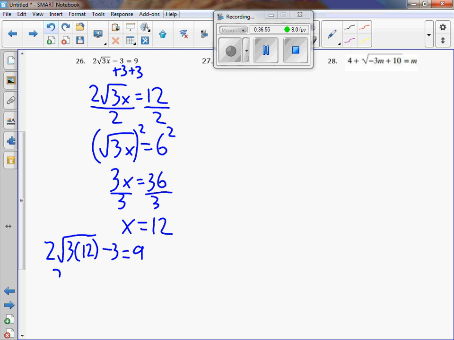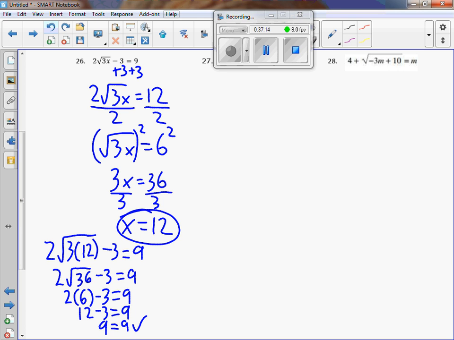And when we work this out, we'll get 2 times the square root of 36 minus 3 equals 9, which means 2 times 6 minus 3 equals 9, which means 12 minus 3 equals 9, and 9 equals 9. So that's a good answer. We could keep it. And that's how you solve a square root.